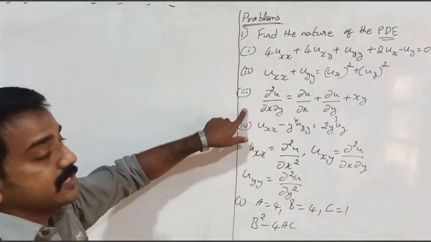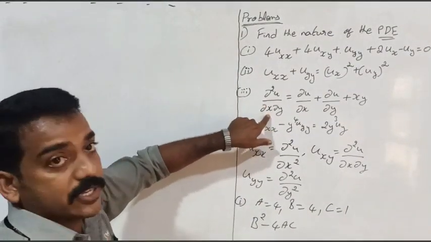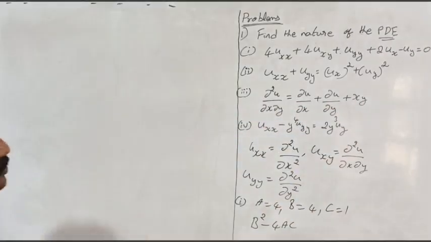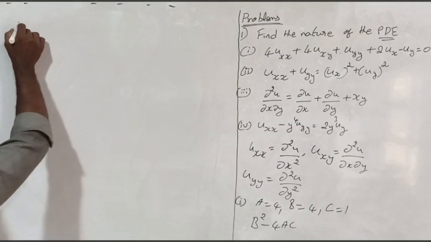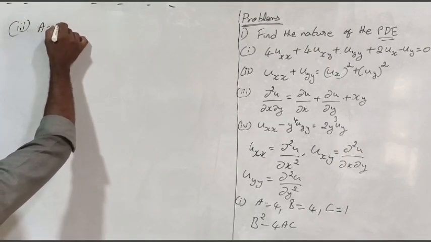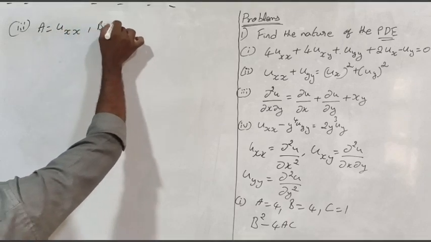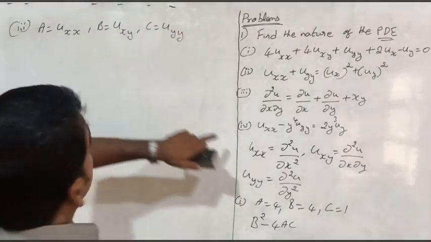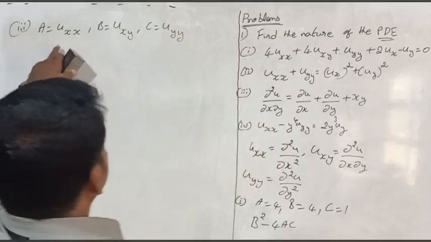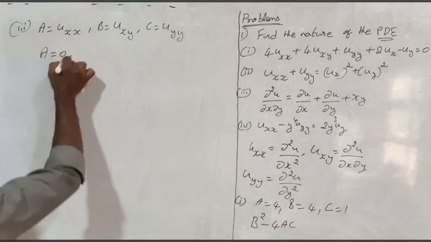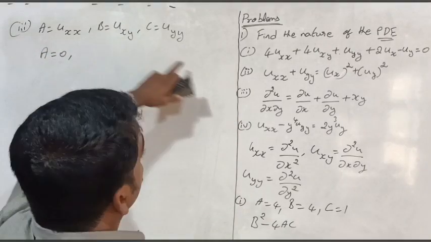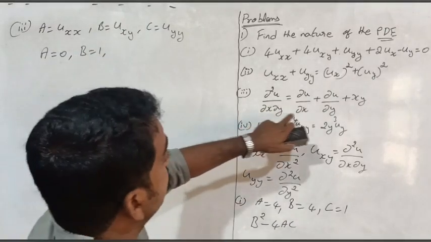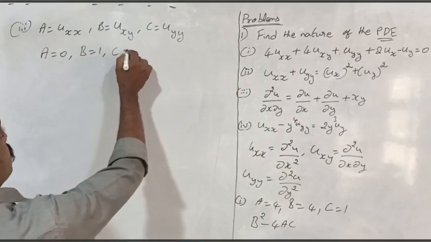Now we will discuss the third problem, that is dou square u by dou x dou y is equal to dou u by dou x plus dou u by dou y plus xy. First we will find out the value of a, b and c. A is nothing but uxx, b is nothing but uxy and c is equal to uyy. There is no term of uxx, so we have to consider a is equal to 0. The coefficient of uxy is 1, so the value of b is 1. There is no term of uyy, so we consider c is equal to 0.